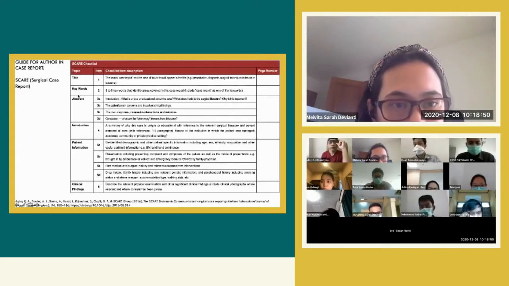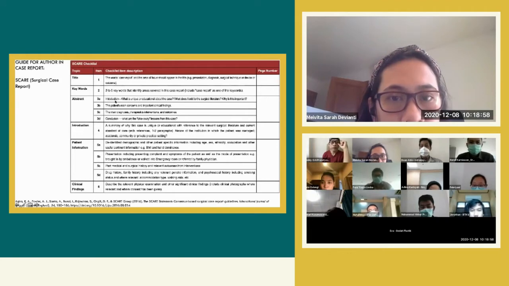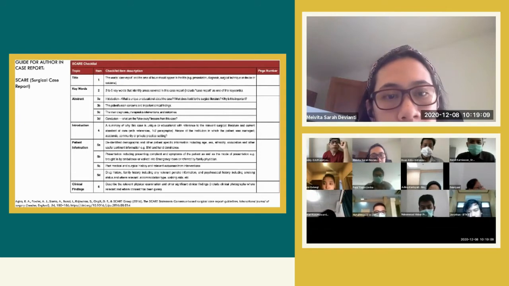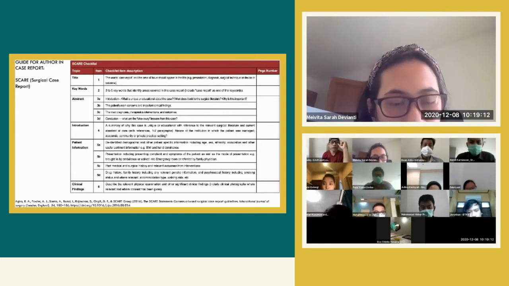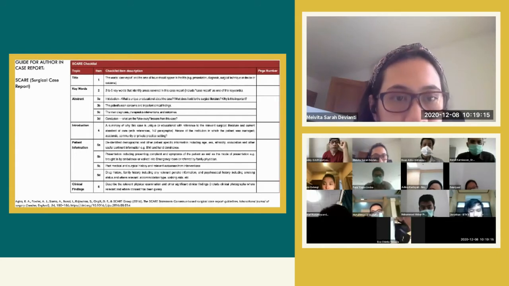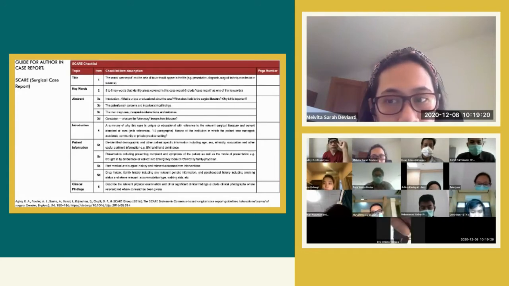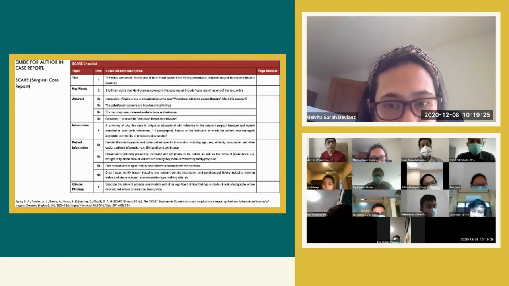And then about the abstract. The abstract should contain 4 main structures: the introduction, the patient's important clinical findings, the main diagnosis or intervention or outcomes from the patient, and also the conclusion, what we can get from this case. And then we go deeper into the introduction. This is usually the background about the case. Usually we use references. 1 to 2 paragraphs is enough.